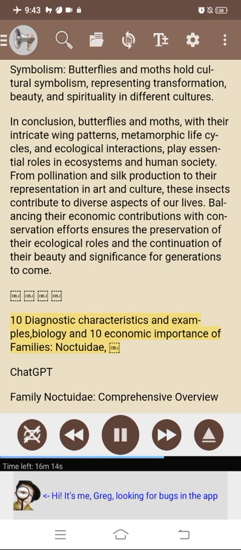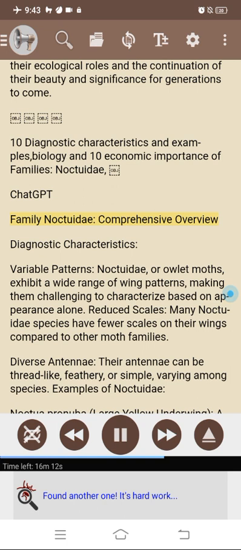10 diagnostic characteristics and examples. Biology and 10 economic importance of family Noctuidae. ChatGPT. Family Noctuidae. Comprehensive overview.